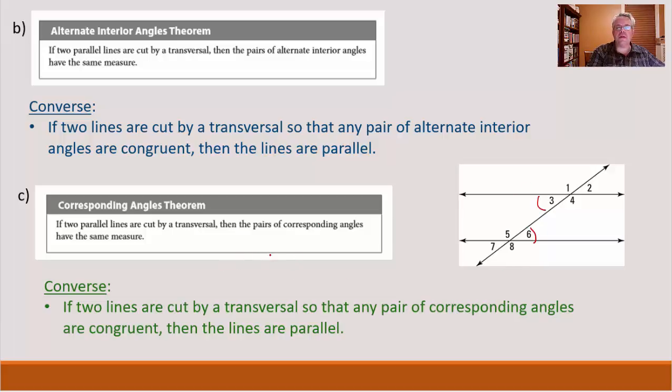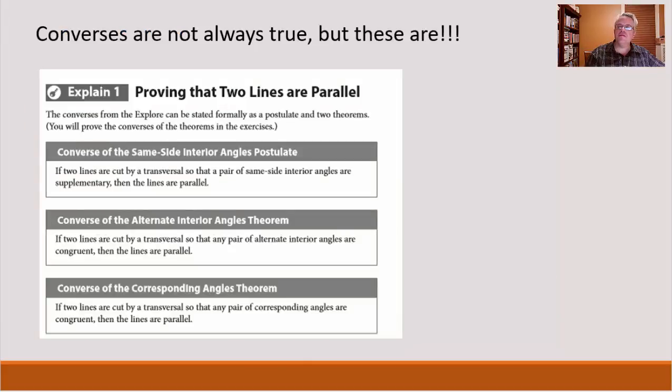The last one is the corresponding angles theorem. For instance, angles 1 and 5 are corresponding angles. And we know if the lines are parallel, corresponding angles are congruent. Well, the converse switches that. It says that if corresponding angles are congruent, then the lines are parallel. Okay, so as I mentioned, converses aren't always true, but in this case, they are. So here are the three we just stated. The converse of the same side interior angles postulate, the converse of the alternate interior angles theorem, and the converse of the corresponding angles theorem.